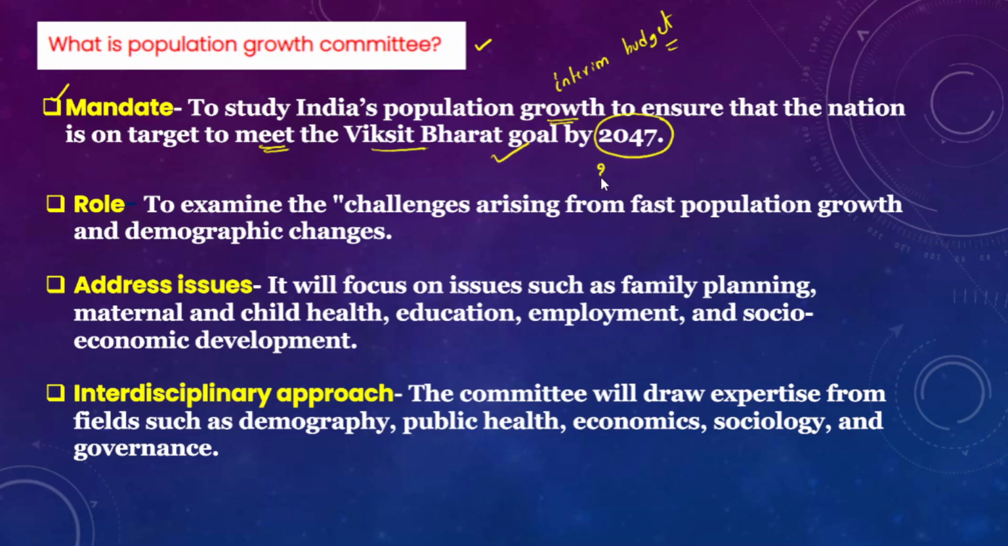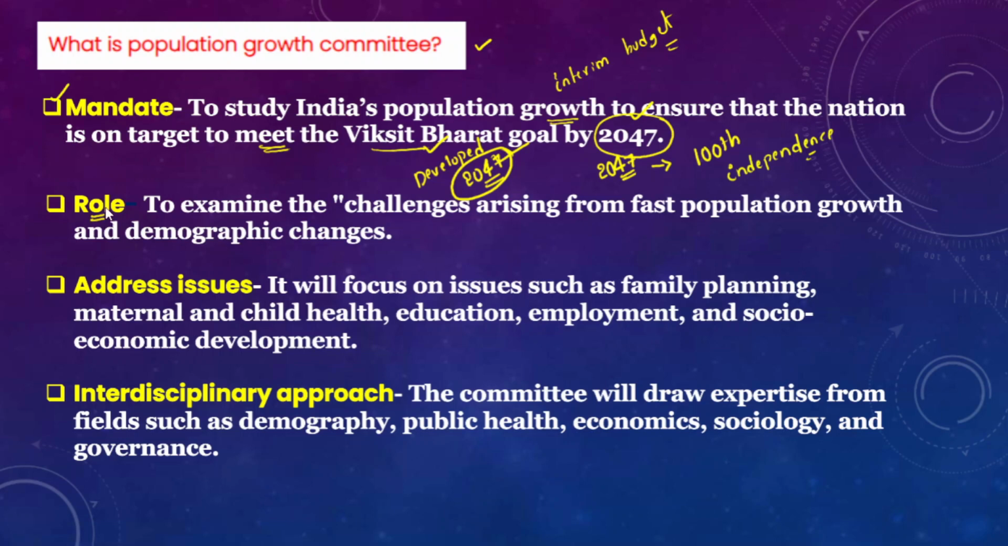Now here, why is 2047 significant? Because by the year 2047, India will celebrate the 100th anniversary of its Independence Day. So because of this reason, 2047 is significant. So what is Viksit Bharat by 2047? India wants to become a developed country by the year 2047, where the standard of living of the people is high and India eliminates poverty, hunger, malnutrition, with a decent standard of living for everyone, and India also achieves gender equality and gender parity by the year 2047.